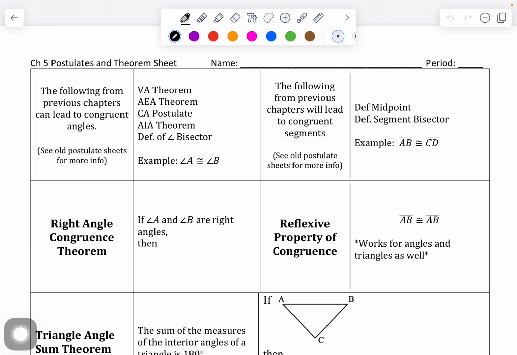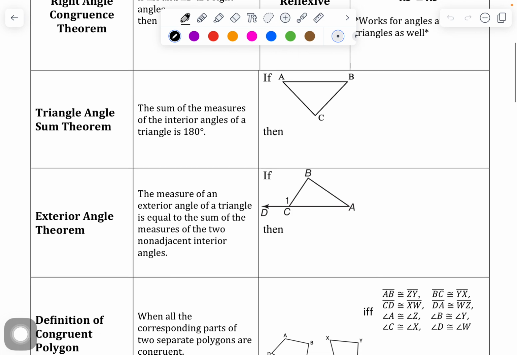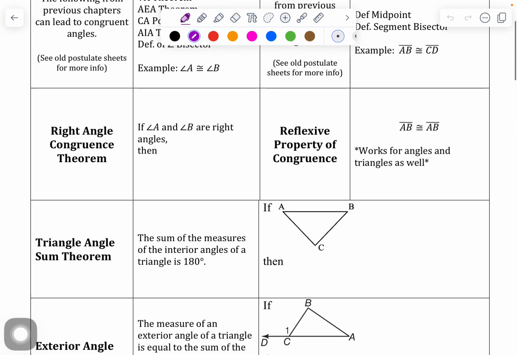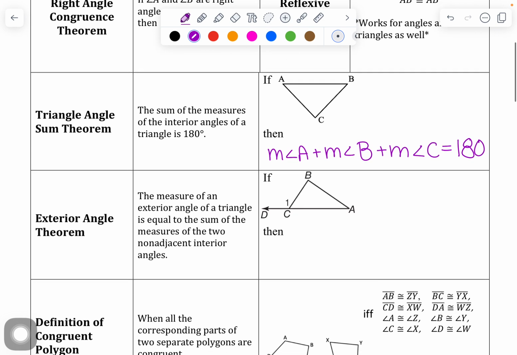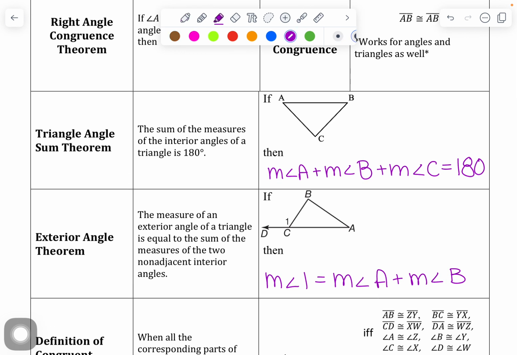It's not a bad idea today to also start filling in your postulate sheet, because we've got 2 theorems. We've talked about the triangle angle sum theorem, which said measure of angle A plus measure of angle B plus measure of angle C is equal to 180. This is when you had all interior angles in a triangle. And then today's theorem, measure of angle 1 is equal to measure of angle A plus measure of angle B. Focusing in on using that exterior angle.